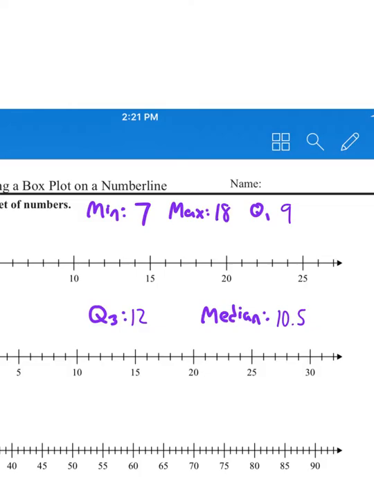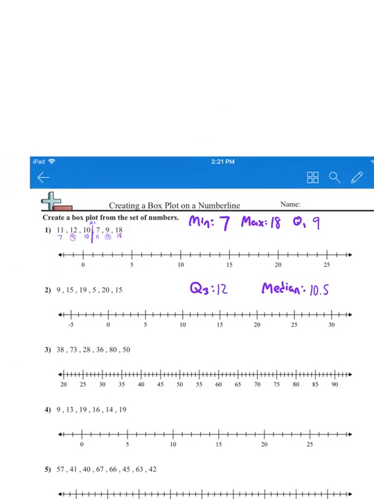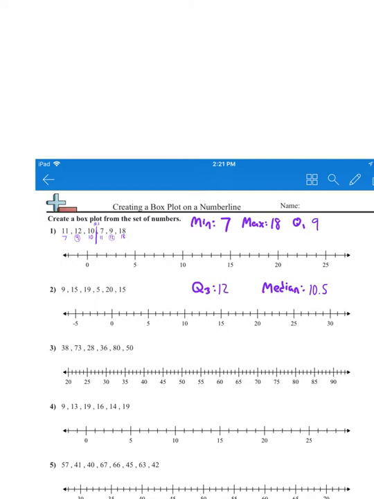Okay, next step. If you have those 5 numbers, is making your box plot. So we're going to start by putting a dot above those 5 numbers. Why don't I switch over to red to make it a little more visible. So the minimum is 7, so that's right here. The maximum is 18, so that's right here. And the first quartile is 9, which is right here. The third quartile is 12, which is right here. And the median is 10.5. So it's between 10 and 11 right there.